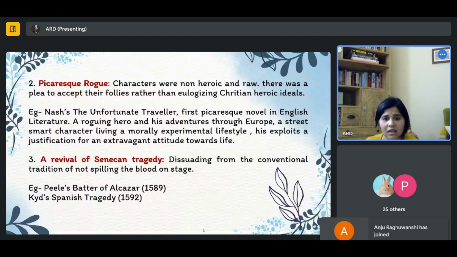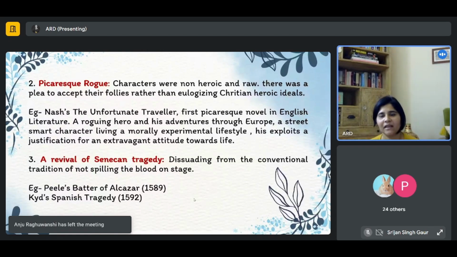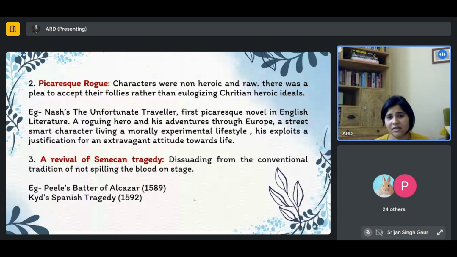And then Senecan tragedy. Why is Senecan tragedy important? Because in the Christian tradition, you were not supposed to show so much violence, bloodshed, or too much emotion. You cannot show that. It has to be controlled. But when modern theater came, there was unabashed expression of emotions. So that Senecan convention came again, and there was lots of violence and bloodshed, and people loved that. Two examples are George Peele's Battle of Alcazar and Thomas Kyd's Spanish Tragedy, which was sensational.